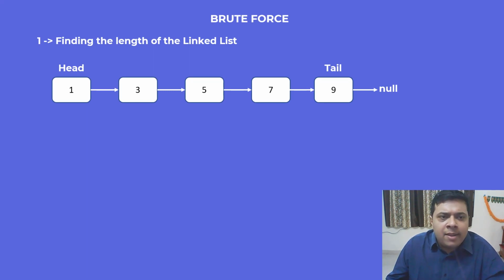With that in mind, in the first step we find the length of the linked list, and to do that we have to traverse through the list. We start from the head element, that is element 1, we go to 3, we go to 5, we keep on counting how many elements there are, 7 and 9, and finally we arrive at the length. This particular linked list has a length of 5, so 5 elements in the list. Till we encounter null, we keep on counting. So this is the first step.